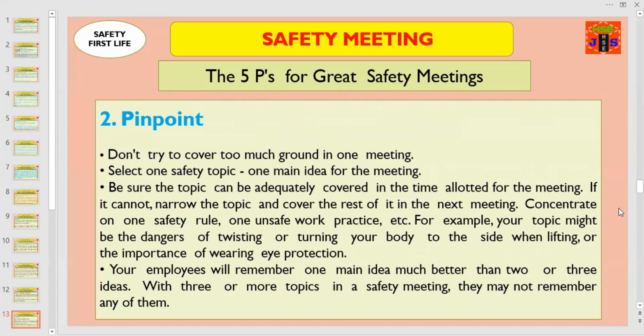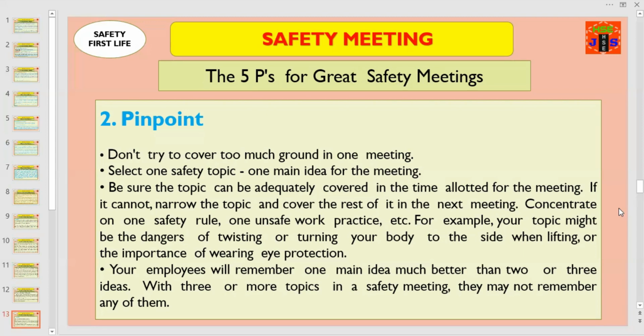Don't try to cover too much ground in one meeting. Select one safety topic, one main idea for the meeting. Be sure the topic can be adequately covered in the time allotted for the meeting. If it cannot, narrow the topic and cover the rest of it in the next meeting.